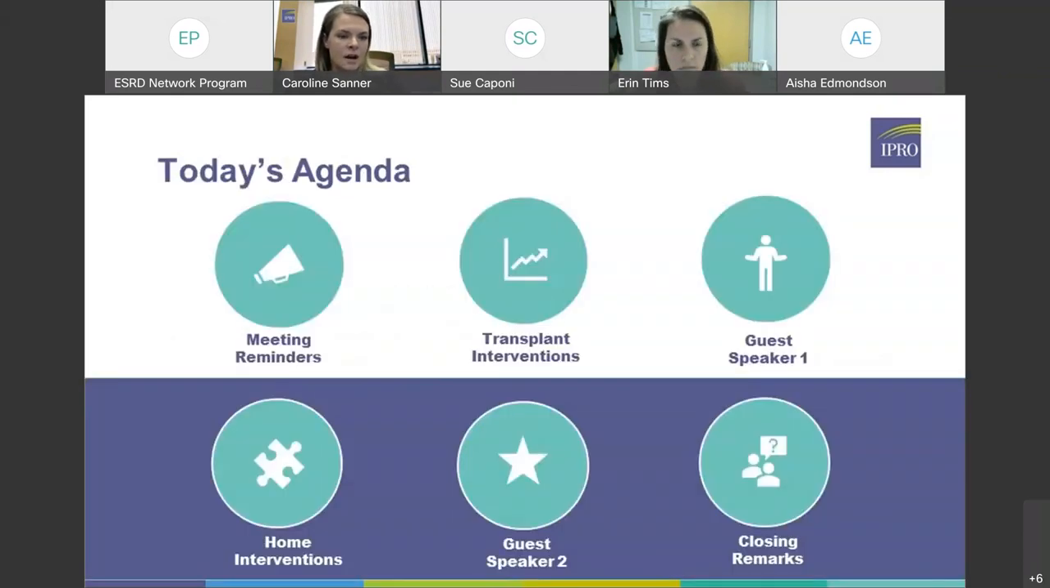Today's agenda: the meeting reminders, which we just went over. We're going to talk about transplant interventions first that we've done in the network over the past few months. We do have a guest speaker for transplant. We are going to talk about home modality interventions. We have a guest speaker for home and then closing remarks.